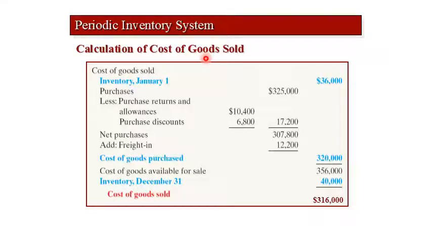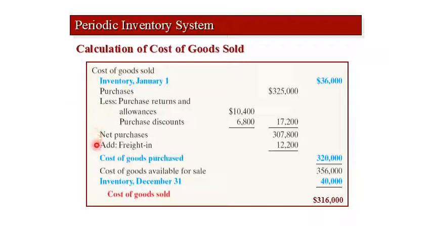Cost of goods sold is as follows. Beginning inventory at January 1st, plus net purchases. Net purchases equal purchases minus purchase return and allowance and purchase discount. Purchase return and allowance and purchase discount are the opposite of the purchases. So we deduct them from the purchases to determine the net purchases.